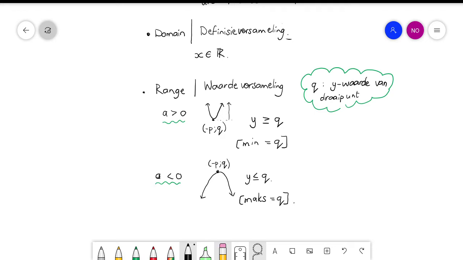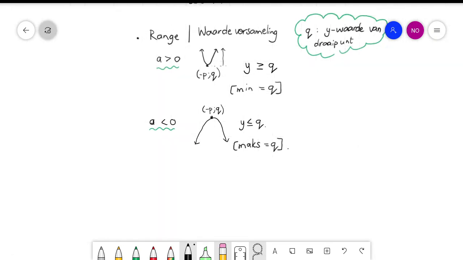Almal van julle nog oral? Will you be still with me? Sort of? Following? Kind of. Okay. Die laaste ding waaroor ons moet praat oor die parabool, want hy het nie 'n asymptoot nie. Doesn't have an asymptote. But it does have an axis of symmetry. So die laaste ding waaroor ons hier moet praat is die symmetrie as. Axis of symmetry.